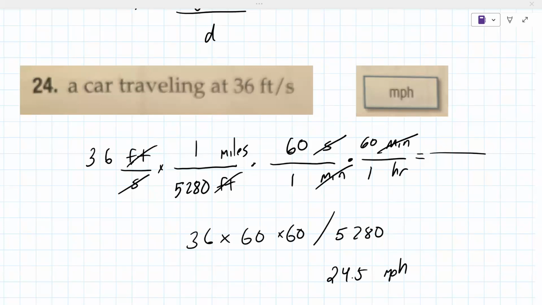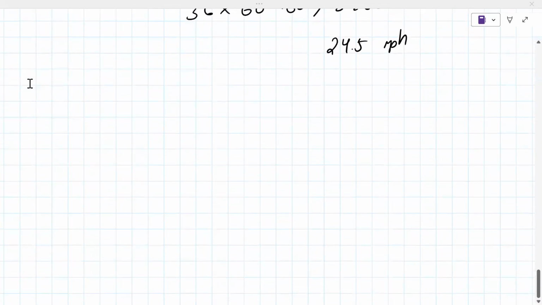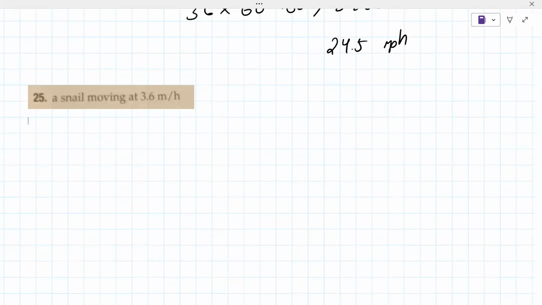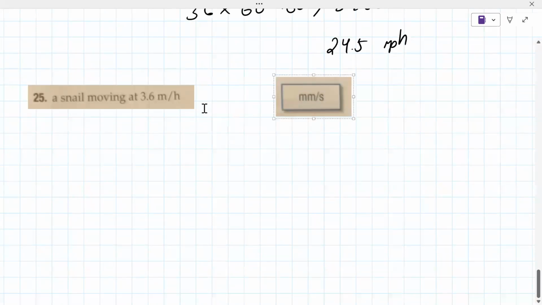Snail moving 3.6 meters per hour. Okay, so per hour, snails move pretty slow, so I'm guessing millimeters per second might be a better one. Yeah, they're also pretty small. So that's something to think about.